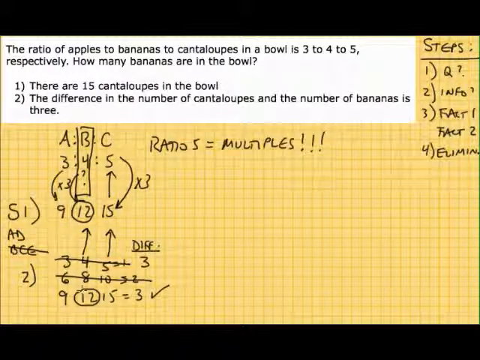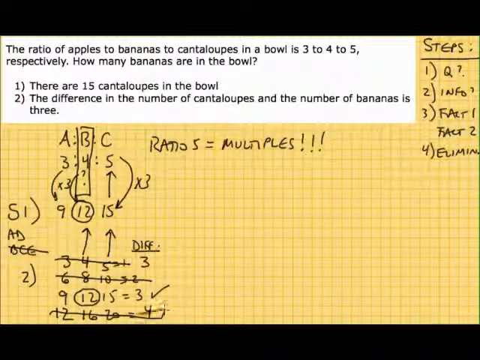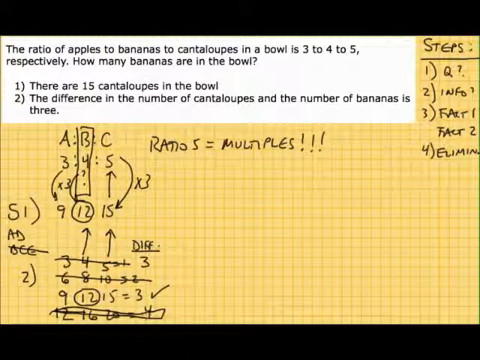And I want to go one bigger just to see what happens. We could have 12, 16, 20. But that's a difference of 4, and that's too big. That does not match. We don't have to test anything else because it would just get bigger and bigger and bigger. The pattern here tells you that: 1, 2, 3, 4, then it would be 5, 6, 7, and so on. The only way to get a difference of 3 is when it's 9, 12, 15. And that's enough information to answer the question, how many bananas are actually in this bowl? So, fact 2 is sufficient on its own.